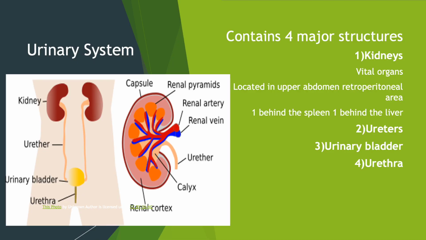Okay, so let's jump to the urinary system. The urinary system is made up of four major structures: the two kidneys, the ureters, the urinary bladder, and then the urethra.